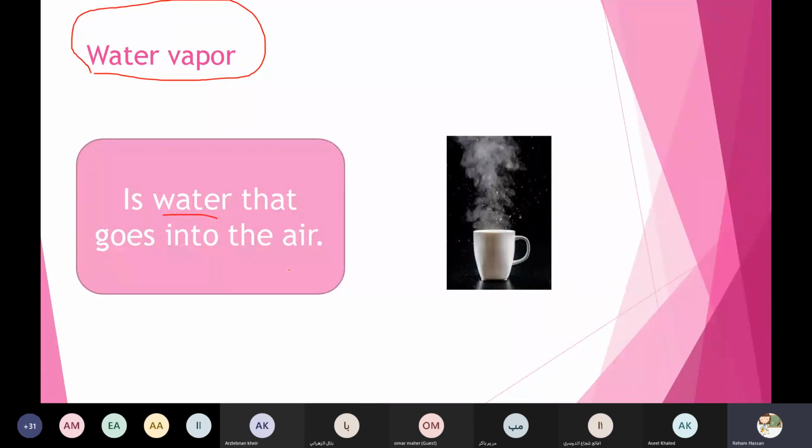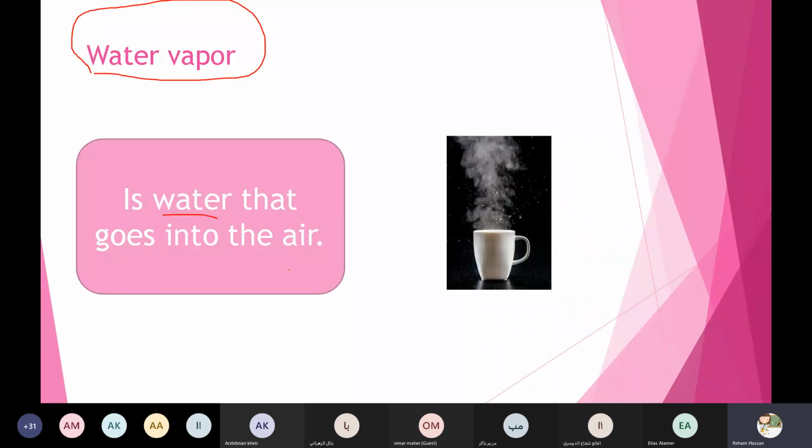Yes, can you tell me, Elias, what is the water vapor? It is the water that... Again, Elias, I can't hear you. Water vapor. Yeah, what is the water vapor? Go high in the sky. It goes into the, yeah, in the sky. Amazing. Thanks a lot, Elias.